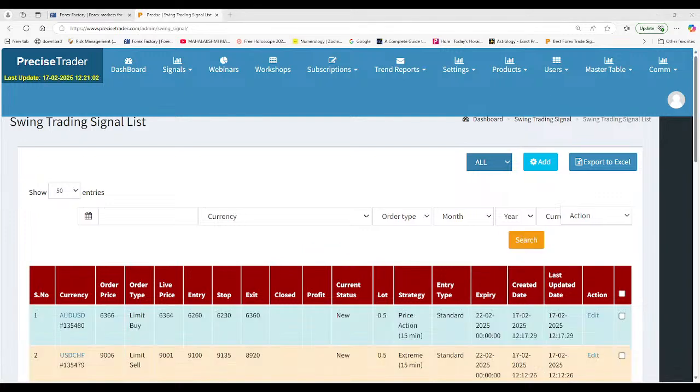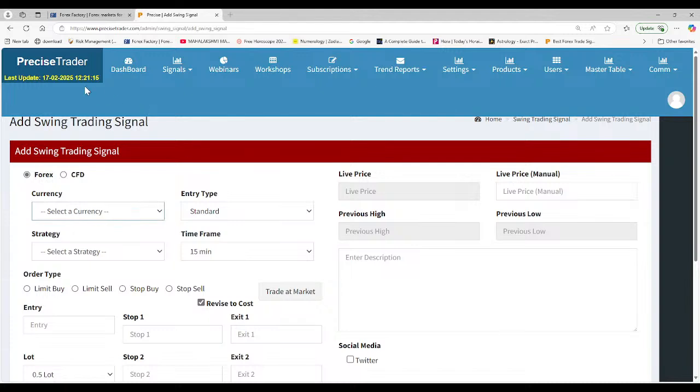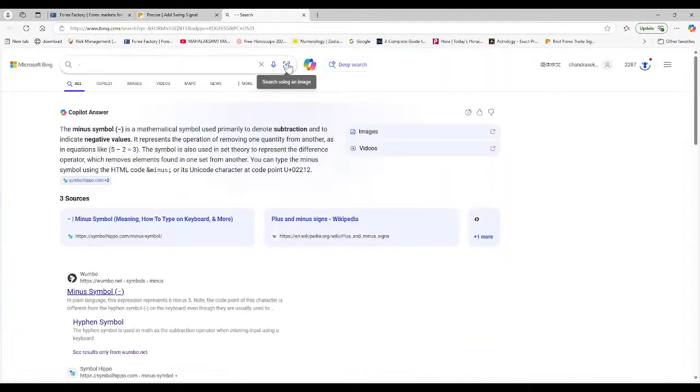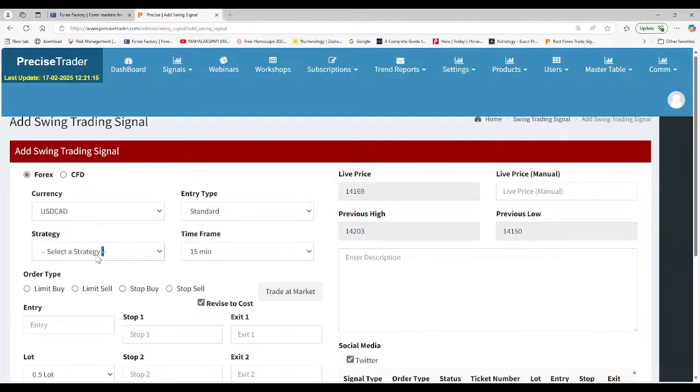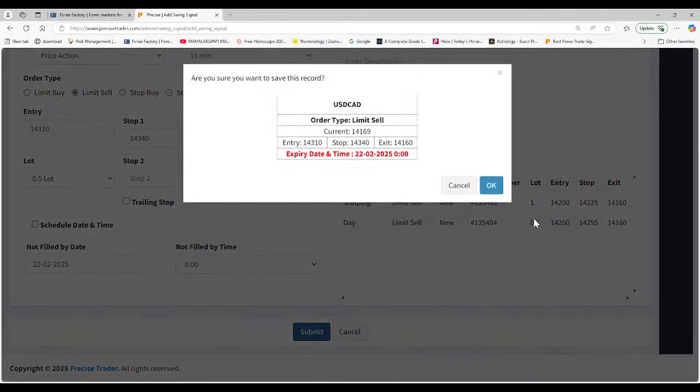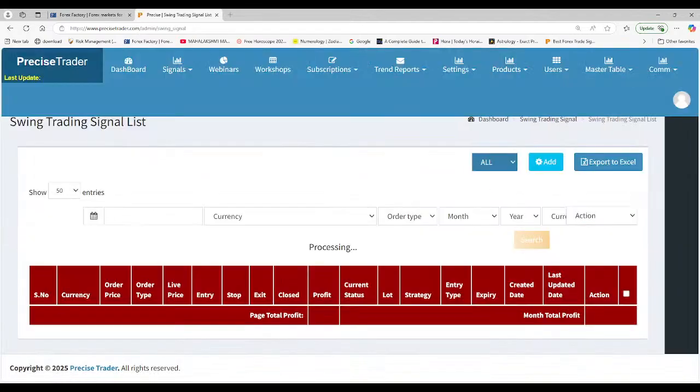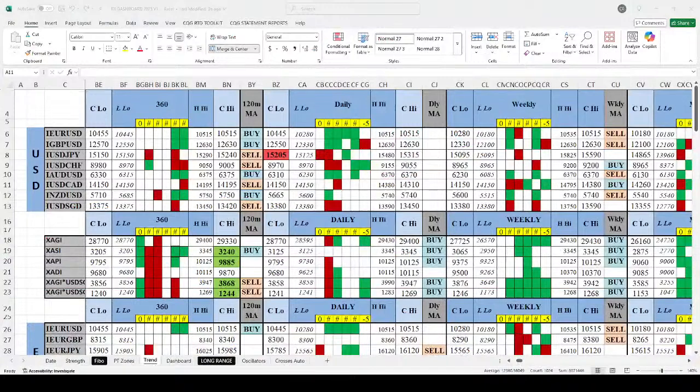Okay, try to sell, remember 143.15 was the day trading high. So we'll try to sell near 143.10, 143.40 and 141.60 again, and this is until end of the week. Okay, let's move on to the next currency.